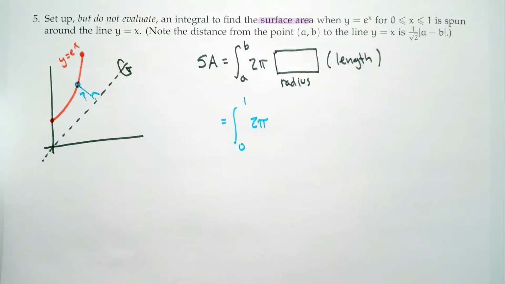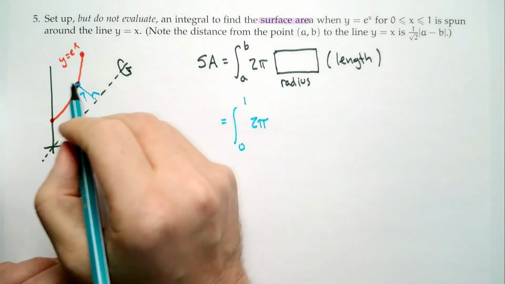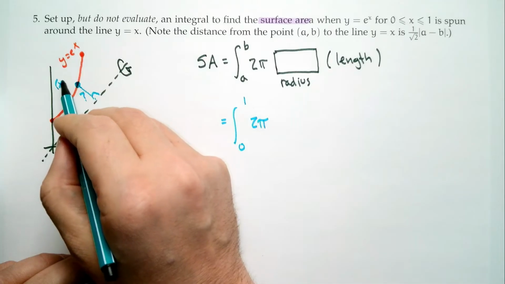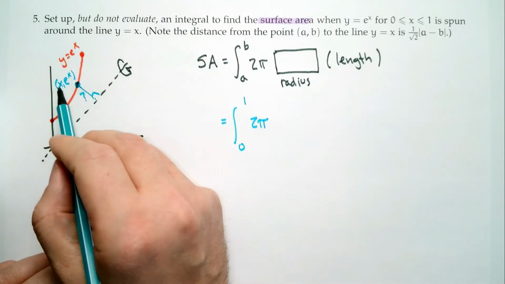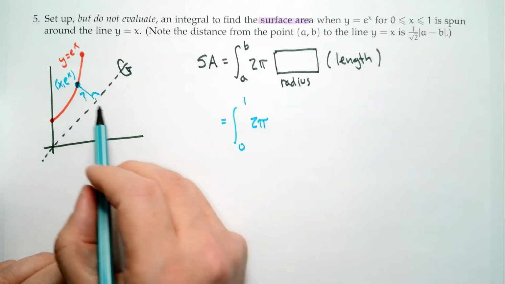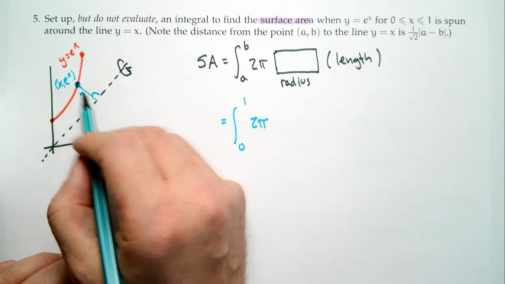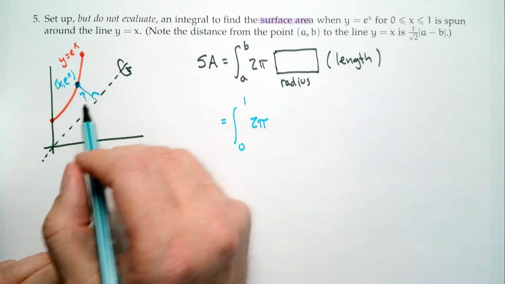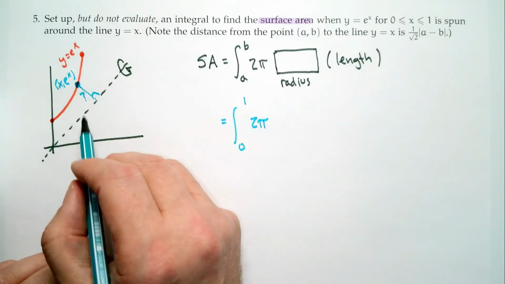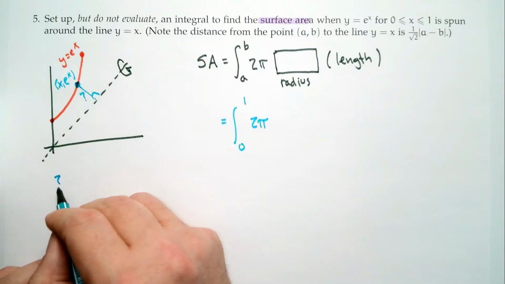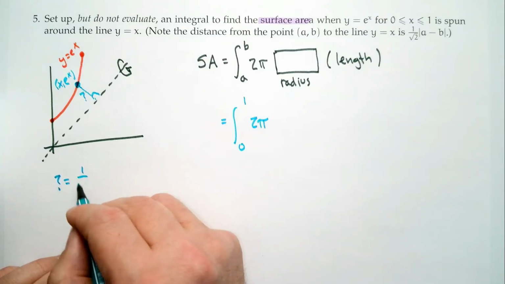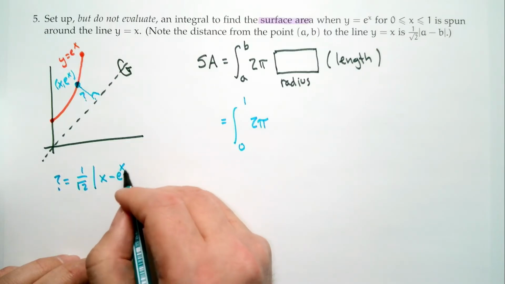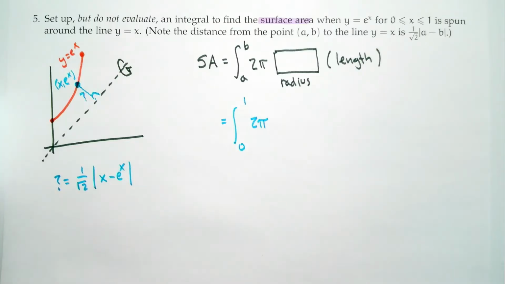So we have to think, how do we use the note? Well, let's talk about this point. This is the point x comma e to the x. So I can think of this as my a comma b. So according to this, the distance, which is our radius, the distance to where you spin, is what? Well, 1 over root 2, absolute value of x minus e to the x. Okay, so that's our radius.